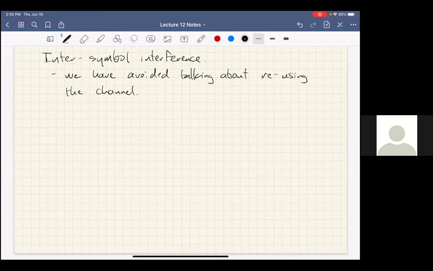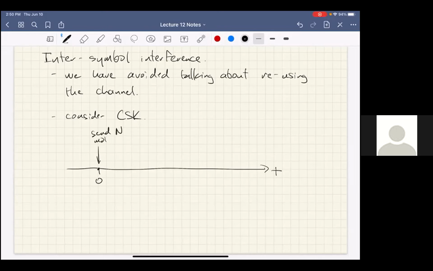So for example, consider concentration shift keying at time 0. Here I am going to draw a timeline. So this is time. At time 0, let's say I send a 1. In other words, I send n molecules. Then at time 1, in arbitrary units, this will be my symbol interval. Between time 0 and 1, it's a non-absorbing receiver, so I can certainly count how many molecules arrive. The probability of those molecules arriving will decay over time. But let's say at time 1, I send 0 molecules.